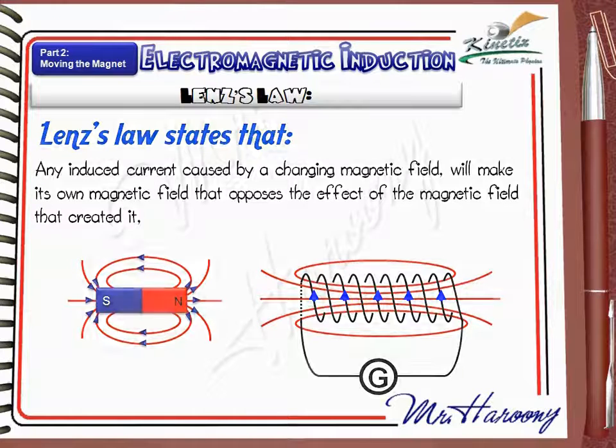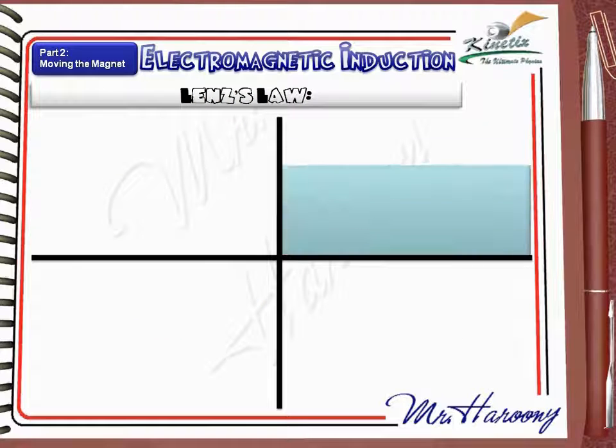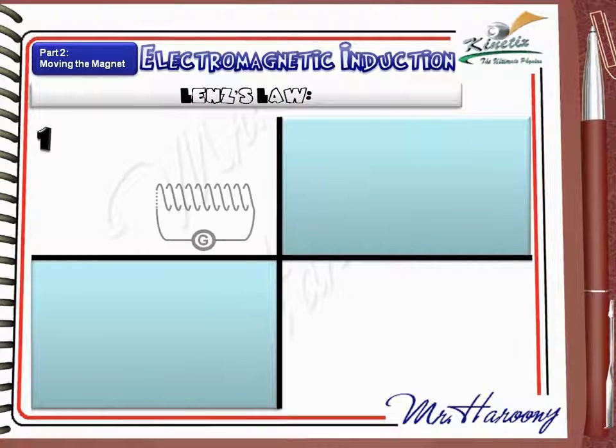We have 4 examples. In the first example, this is the coil, and this is the magnet that will move towards the coil. This sure will cause an induced current in the coil, but the question will be, in what direction? If the coil wants to oppose the effect of the magnet that is moving towards it with the north pole, the coil must generate a north pole facing the coming north to make repulsion and resist the motion of the magnet. It's clear that the far end of the coil will be a south.